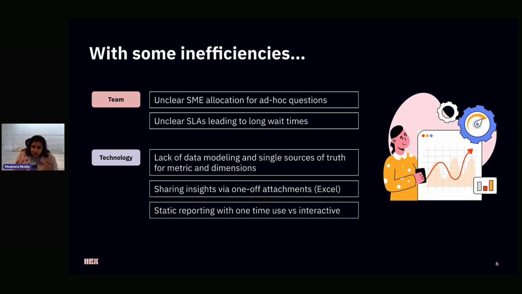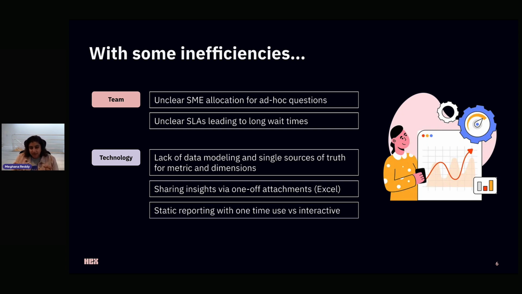With this legacy infrastructure and the focus on very lean data infrastructure, there were some inefficiencies that inevitably came along with it. You can think of these as consequences to both team structure and technology. When it came to teams, because everybody was very self-sufficient, there weren't necessarily clear lines about who was the subject matter expert for a particular ad hoc question, or even clear SLAs about when a certain team needed data from another team. This was also manifested in the technology itself.